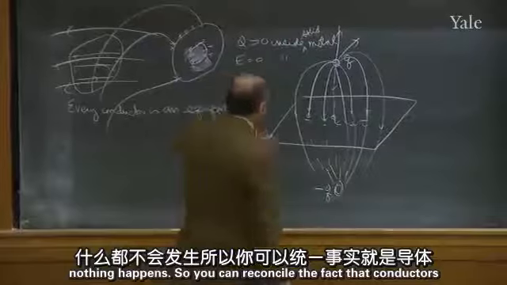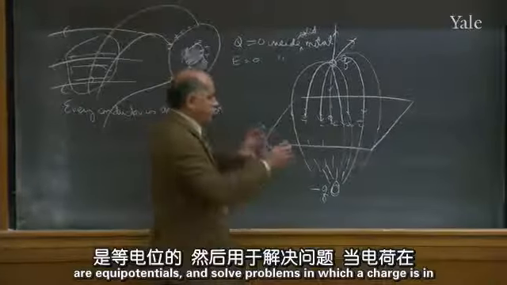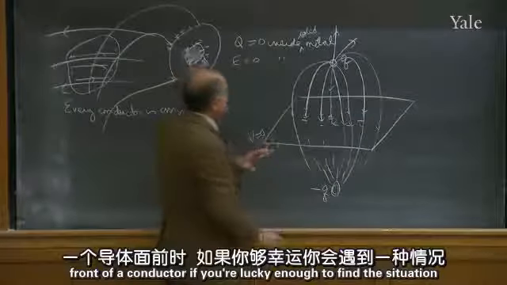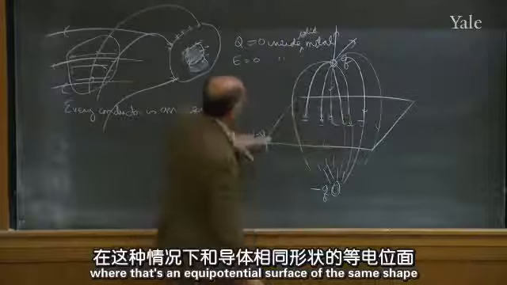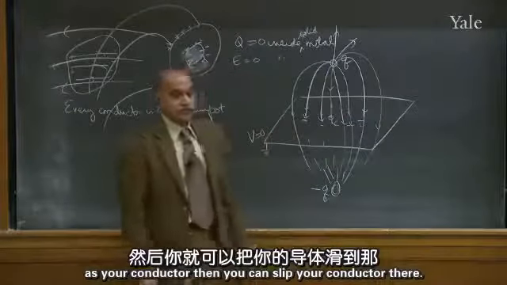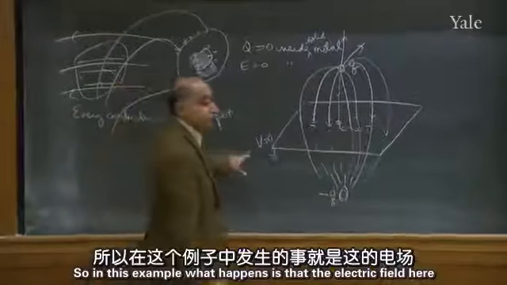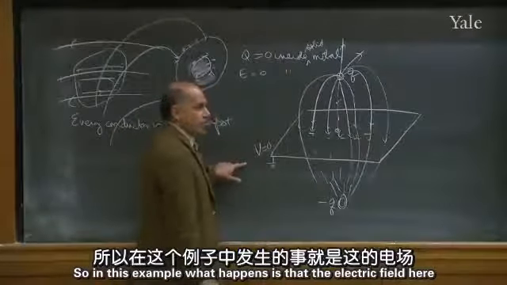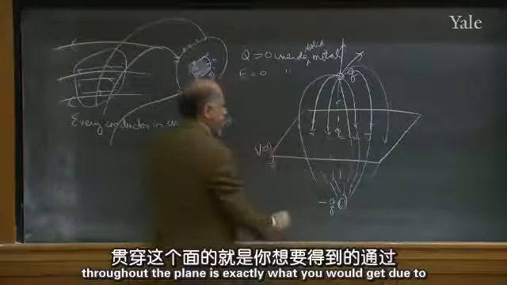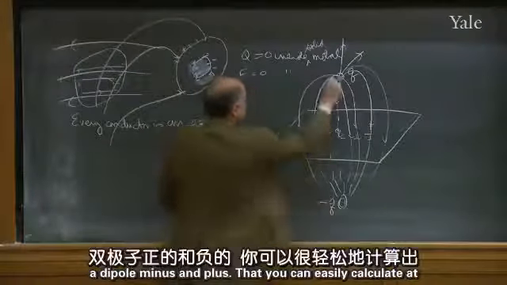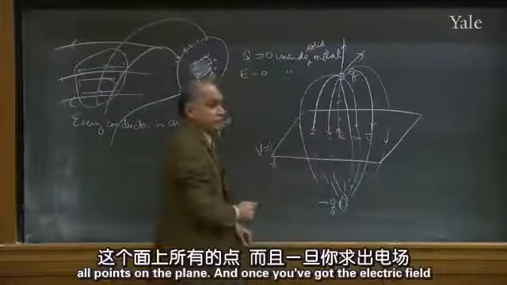So you can reconcile the fact that conductors are equipotentials and solve problems in which a charge is in front of a conductor, if you're lucky enough to find a situation where there's an equipotential surface of the same shape as your conductor. Then you can slip your conductor there. So in this example, the electric field throughout the plane is exactly what you would get due to a dipole, minus and plus, that you can easily calculate at all points on the plane.